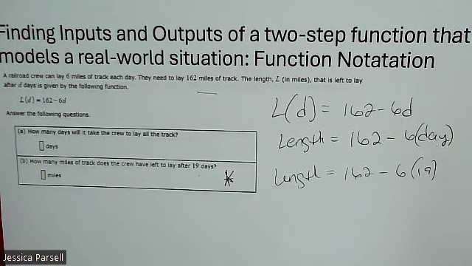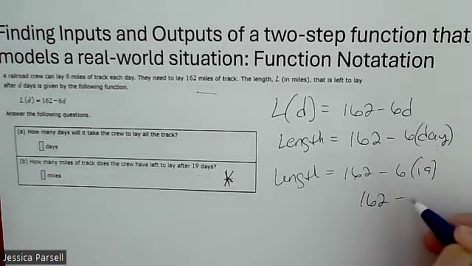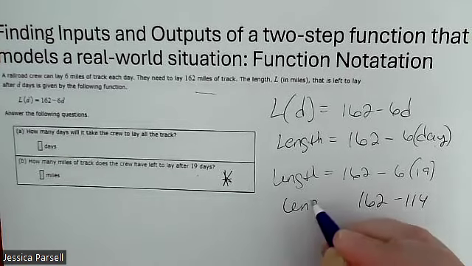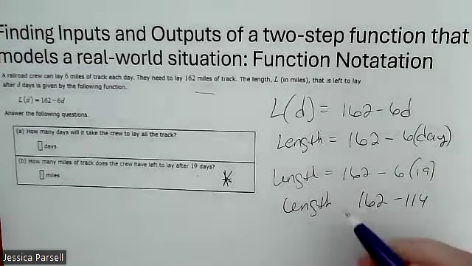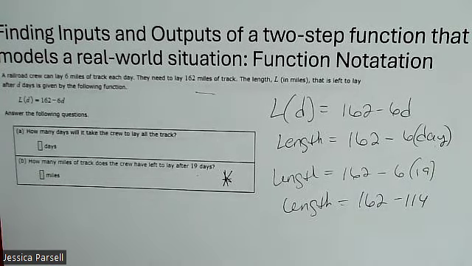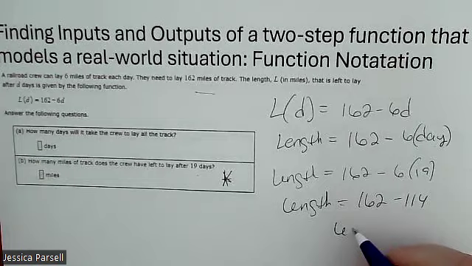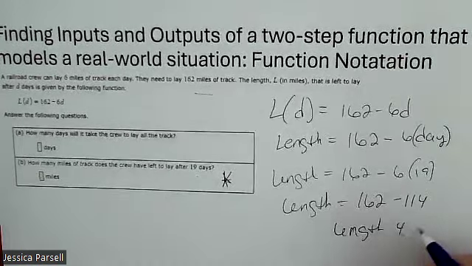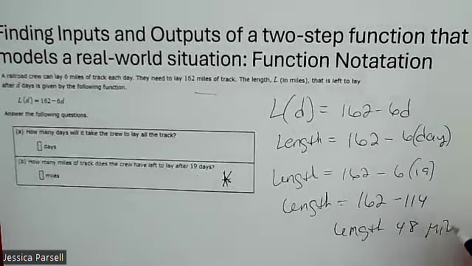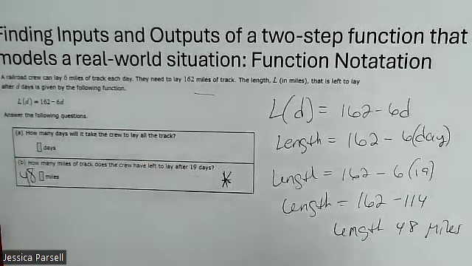All right, so I need to break out my calculator and figure out what is 6 times 19. So 6 times 19 is 114. So the length after 19 days of work is equal to whatever 162 minus 114 is. So the length is 48 miles. So that's going to go right here.